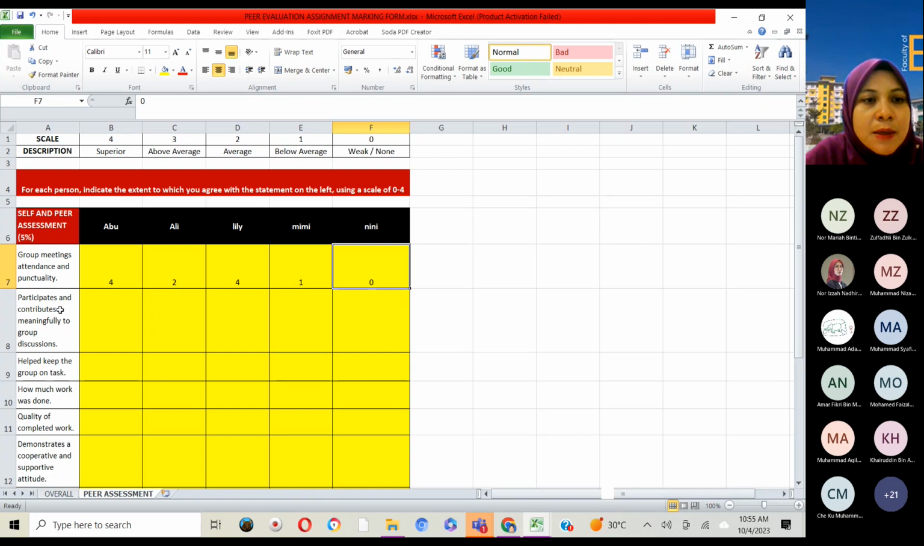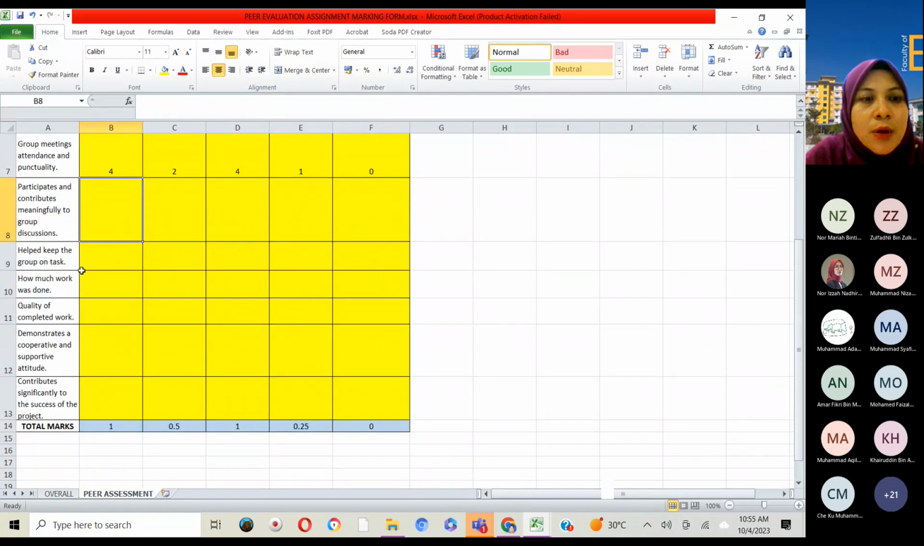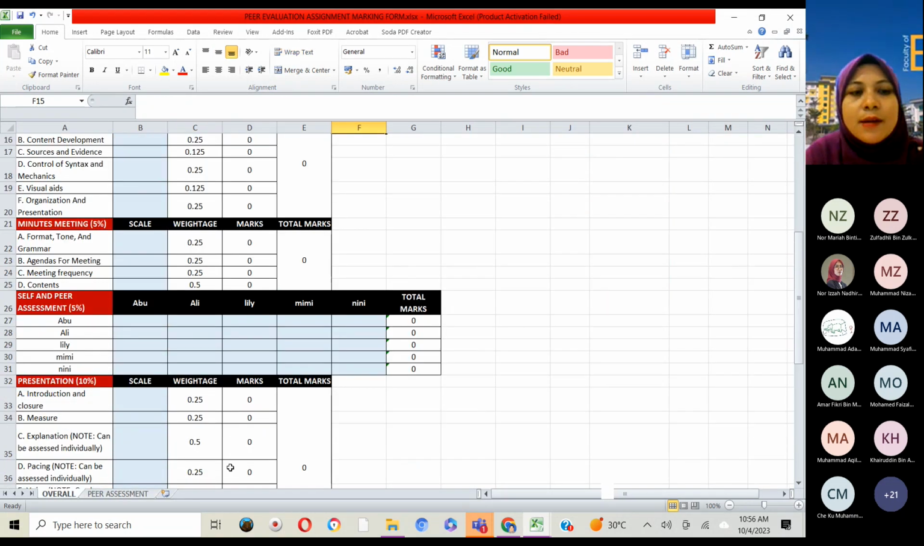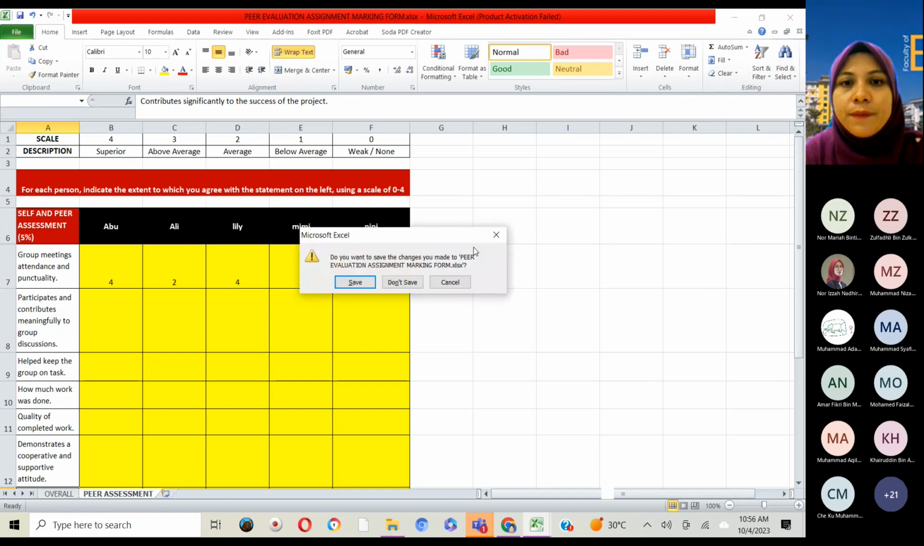Okay. The second one is participates and contributes meaningfully to group discussion. Evaluate more. Helps keep the group on task. How much work was done. Quality of the completed work. Demonstrates a cooperative and supportive attitude and contributes significantly to the success of the project. So fill in, and when you fill in, the result will come out. That is my job, I will be the one evaluating you. Okay, so make sure your name is there too. Don't leave out your name. Alright.